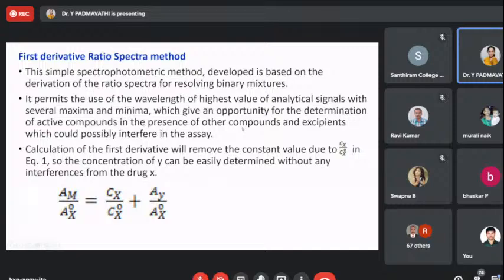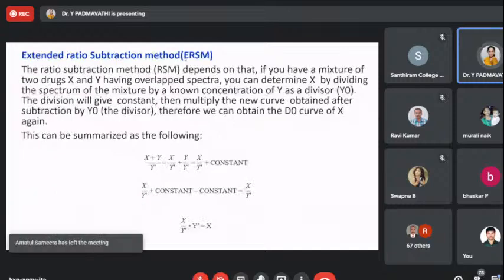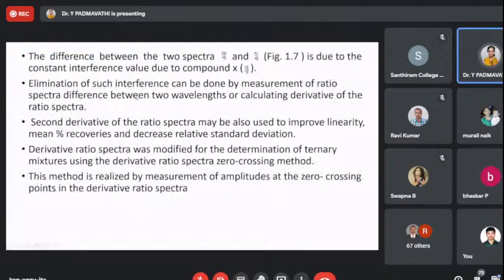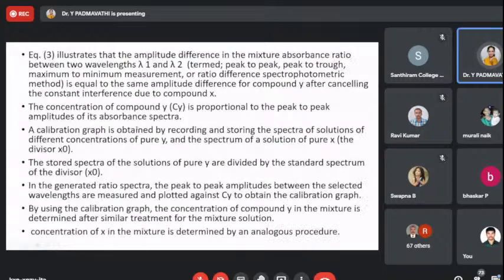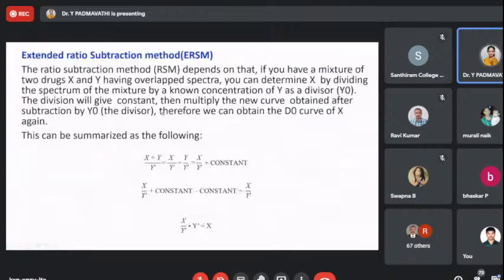The next is the extended ratio subtraction method. This method is based on the first derivative ratio absorbance method, the RAD method. First, the ratio subtraction method. This one is based on the ratio absorbance method. For that we are doing some manipulations: you divide the ratio absorption spectra with a divisor, then you will get a constant. That constant is eliminated from the spectral data, then again multiplied with the divisor.